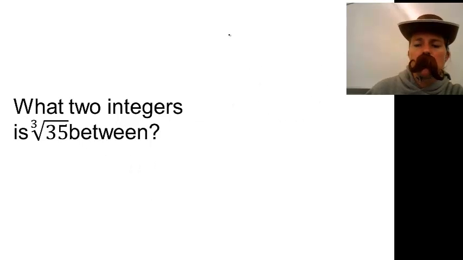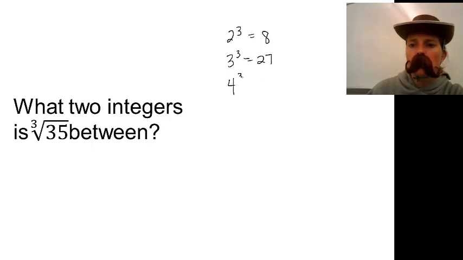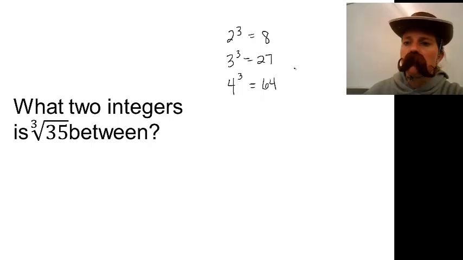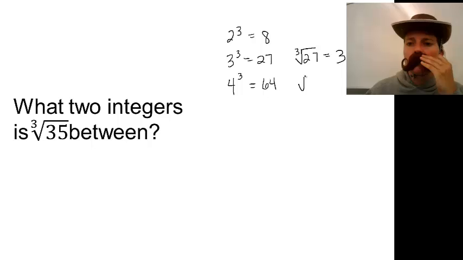Alright, so now we know, we just said that 2 to the third was an 8. What about 3? 3 times 3 times 3 is a 27. We're getting closer. 4. 4 times 4 is 16 times a 4 is a 64. Look at there. That 35 is going to be in between there. So let me show you here. The cube root of 27 equals 3. The cube root of 64 equals 4. This 35 is going in between here.